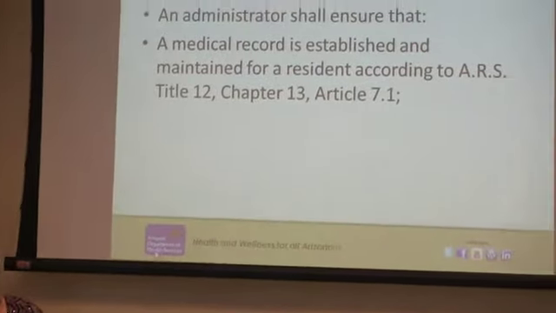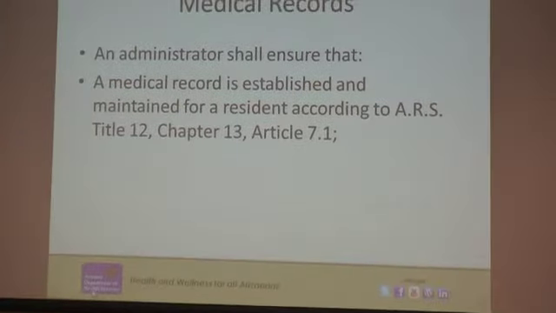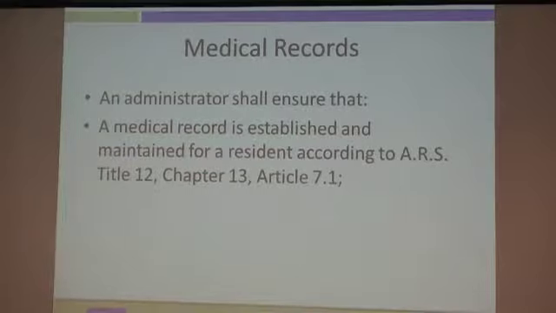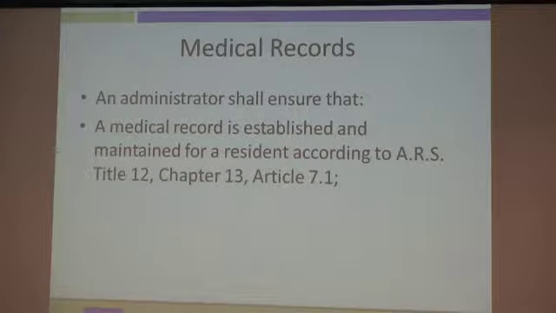All right, medical records. Basically, administrators shall ensure medical records are established and maintained according to the Arizona Revised Statute. So basically, if you're an adult, they have to keep them 6 years after you discharge. We could go into the ones that are younger than adult, but I bet it'd be easier for you to actually look it up on the website.